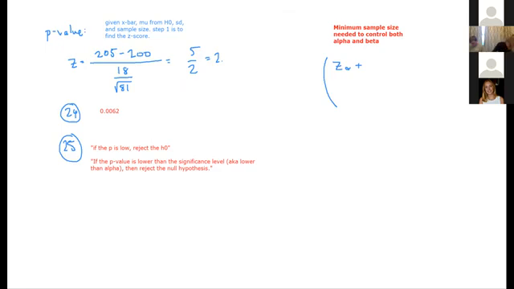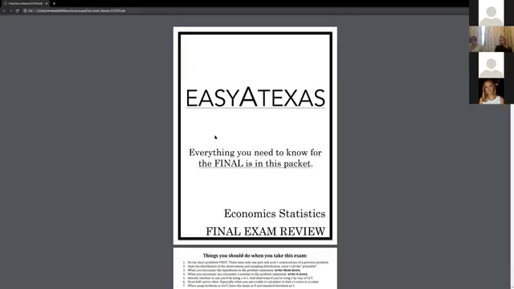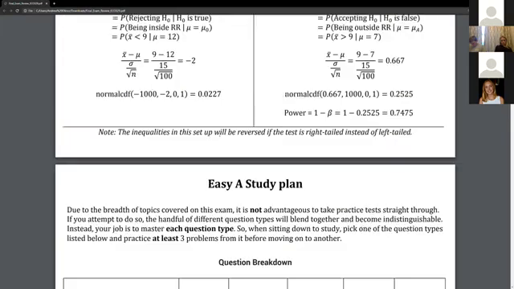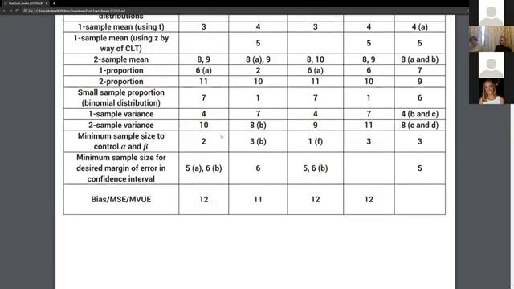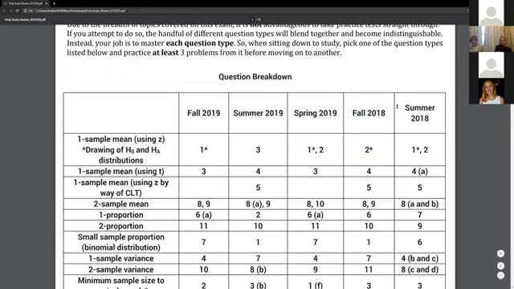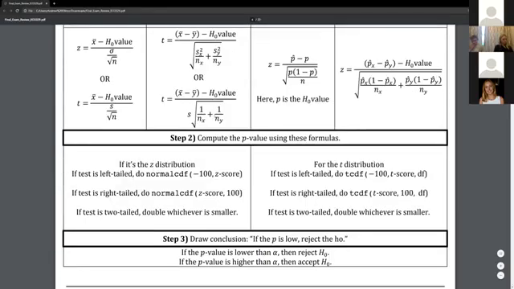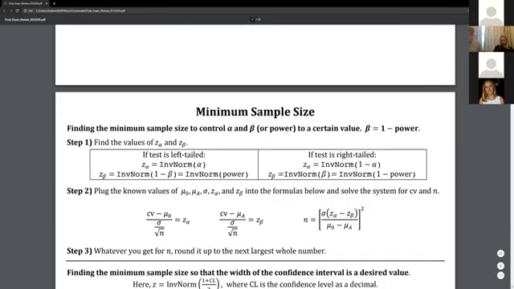I'm gonna share this on screen real quick. This is the document that you get when you sign up for the final exam review, or if you sign up for any of the practice sessions. This is really old, right? I don't think you have access to these exams, but you have access to these. We are going to scroll down to the section that corresponds to minimum sample size needed to control alpha and beta to a certain value. So this is the magical formula here.